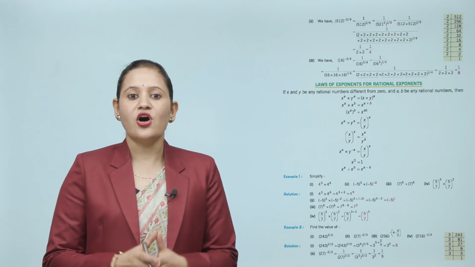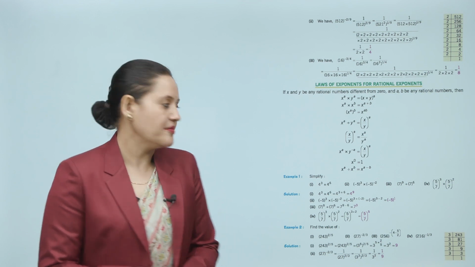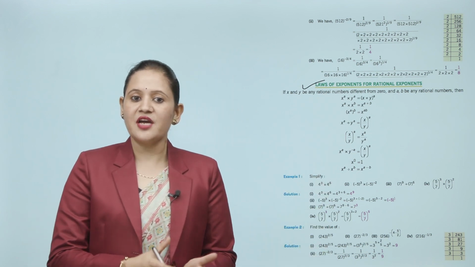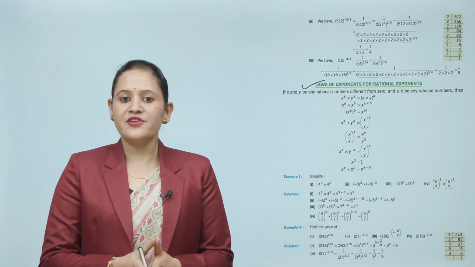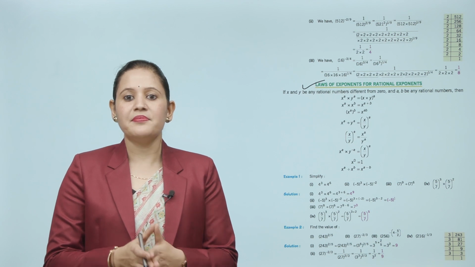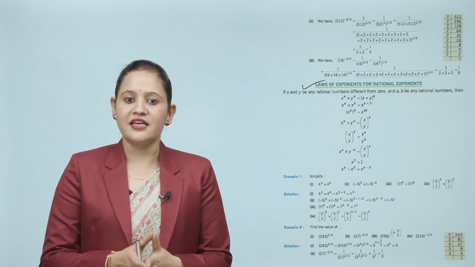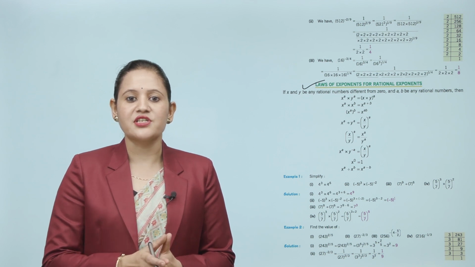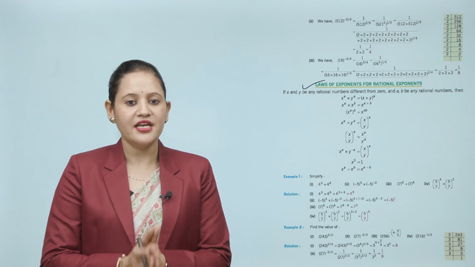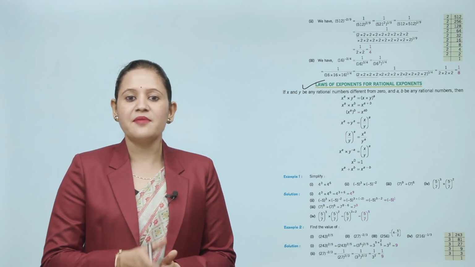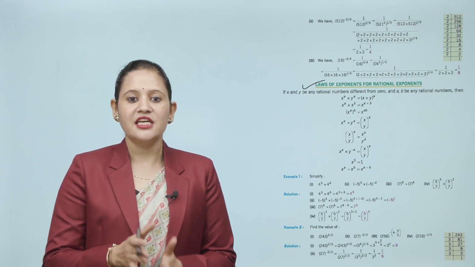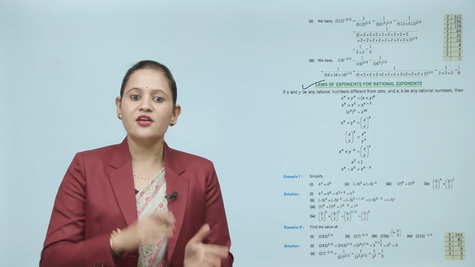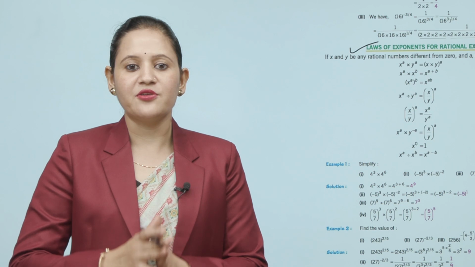Next is laws of exponent for the rational numbers. If x and y be any rational number different from 0 and a, b be any rational number, then x is to power a multiplied by y is to power a equals to क्या हो जाएगा x into y whole power a. x is to power a multiplied by x is to power b equals to क्या हो जाएगा x is to power a plus b. मीन्स बेस सेम है तो जो एक्सपोनेंट हो गया पावर होगी वो ऐड हो जाएंगी.